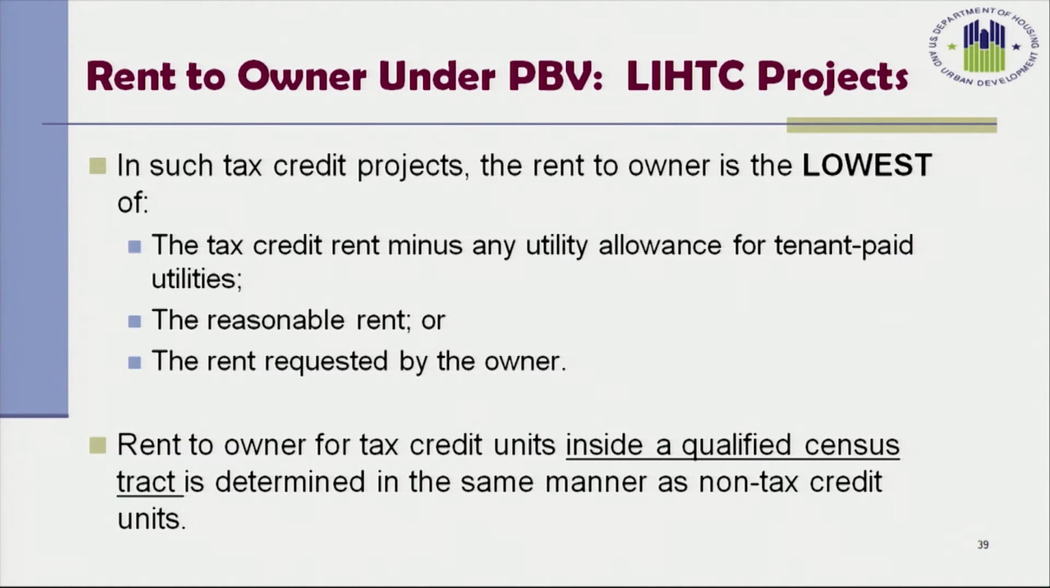The most significant thing to take away from this is that in the case of a PBV project that has tax credit units that are located outside of a qualified census tract where the rent exceeds the fair market rent, the tax credit rent may in fact be the rent for that unit, provided that rent is the lowest of the 3 rent amounts: either the reasonable rent, the rent requested by the owner, or the tax credit rent, minus any utility allowance for tenant-paid utilities. The rent to owner for tax credit units that are located inside of a qualified census tract is determined in the same manner as non-tax credit units.